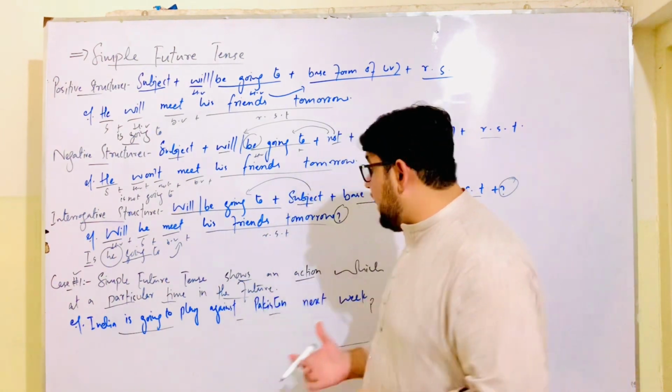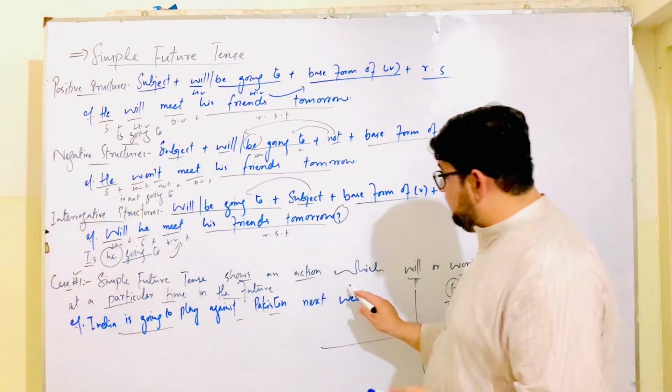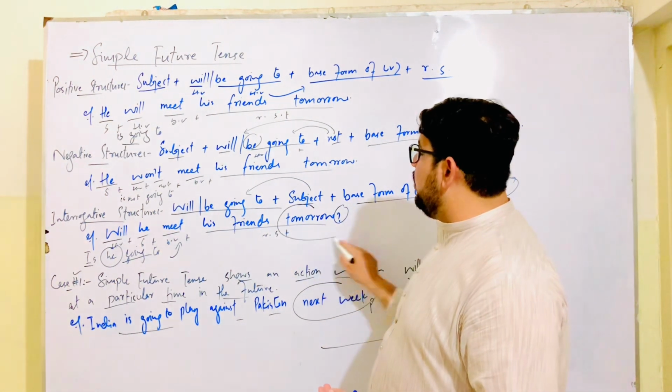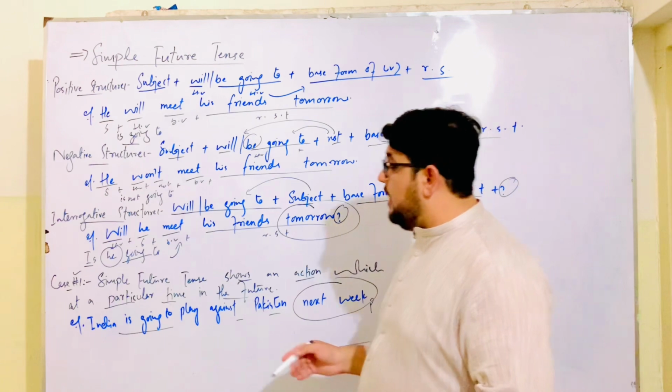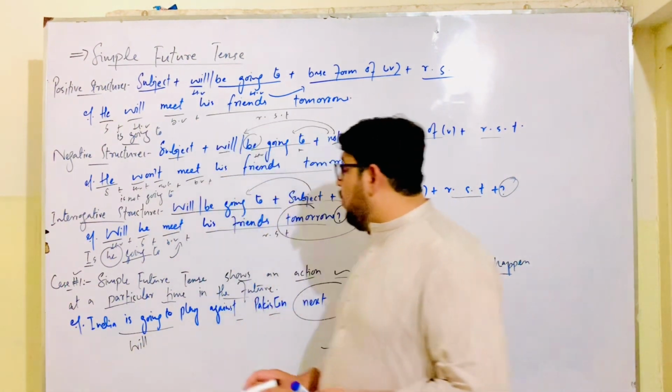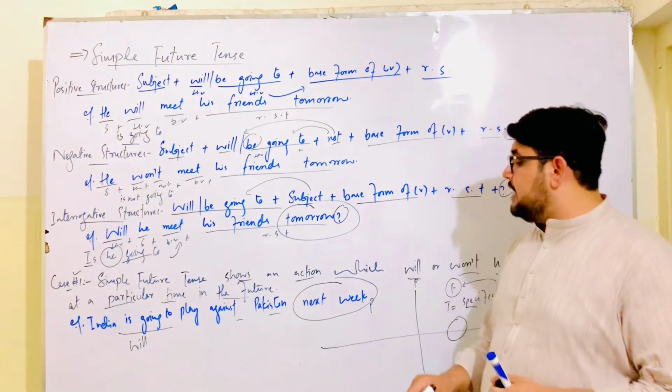Now the action is planned, so the action will happen at a particular time in the future. Next week is a specific time. Tomorrow is a specific time, a particular time. Instead of be going to, you can also use will. India will play against Pakistan next week.